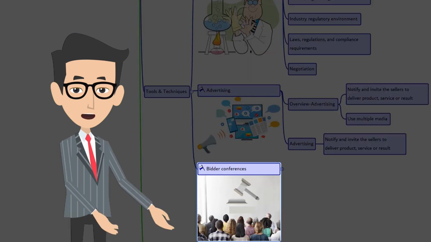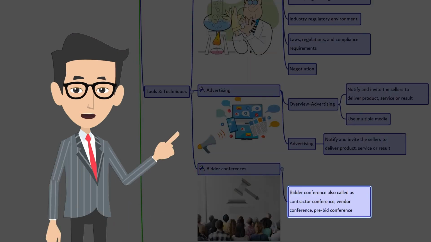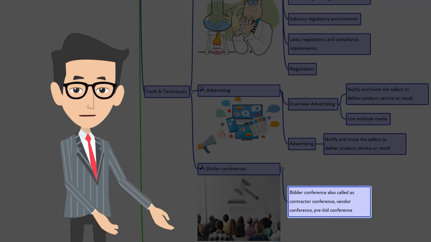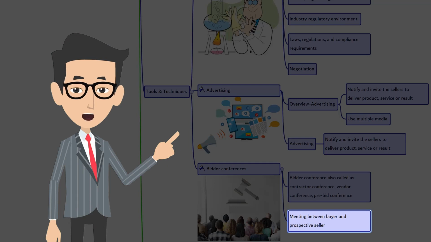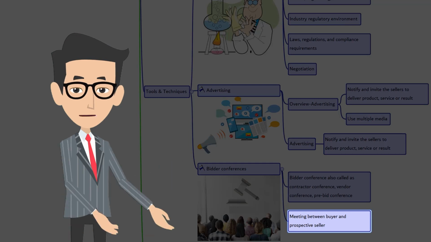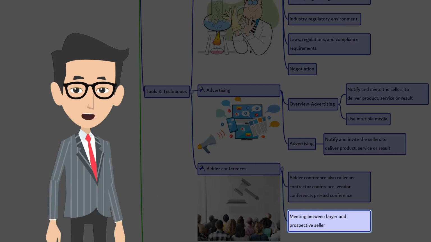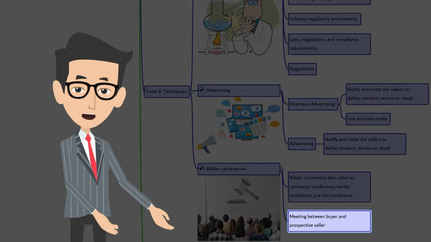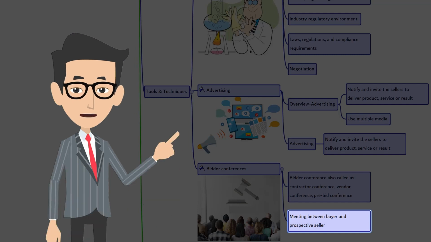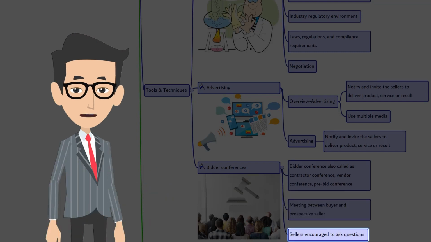The third one is bidders conference. Bidder conference is also called contractor conference, vendor conference, and pre-bid conference. It's a meeting between the buyer and the prospective sellers prior to proposal submission. This is done to ensure that all prospective bidders have a clear and common understanding of the procurement and no bidders receive preferential treatment. During the conference, they can tour the buyer's facility, if it's relevant to the project, of course, or attend a forum and ask questions about the procurement.